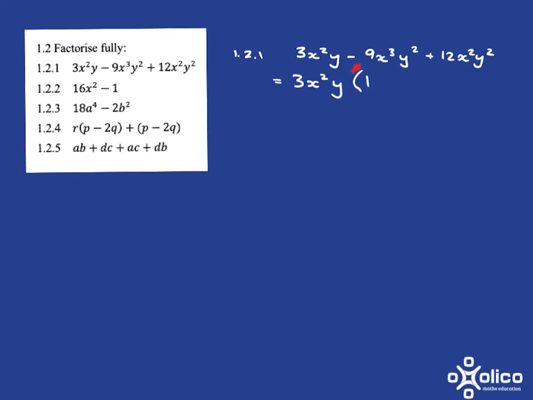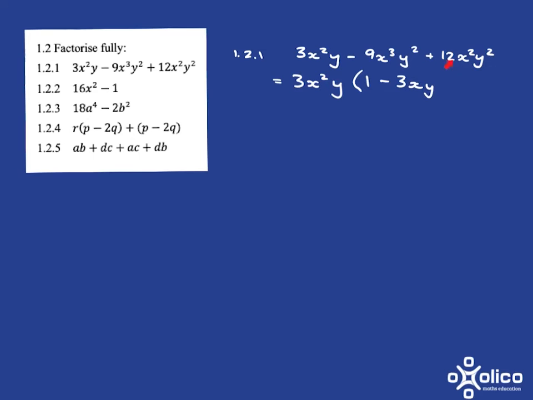All right, now focusing here, I've taken out a 3, so I've got a minus 3, because minus 3 times 3 gives me minus 9. From the x cubed, I've taken out an x squared, so I've got x left. From the y squared, I've taken out a y, so I've got y left.